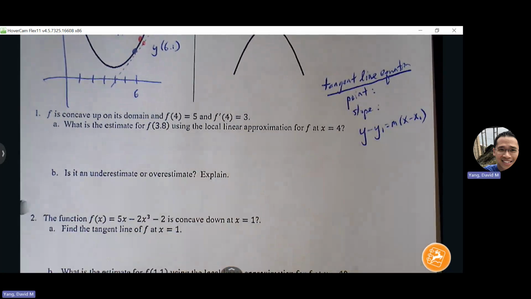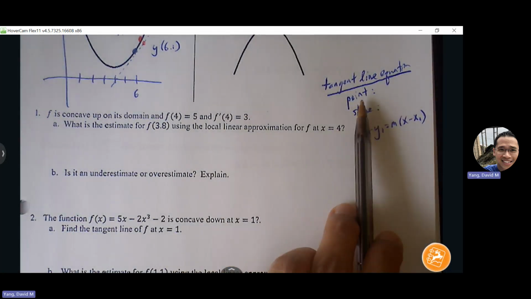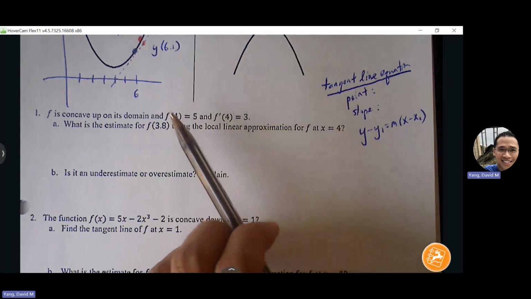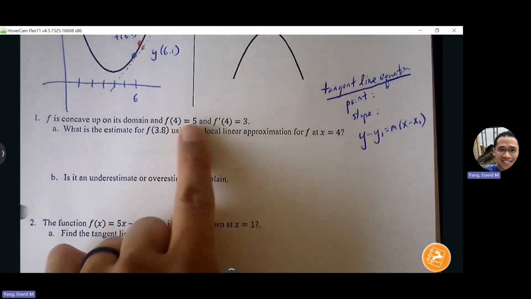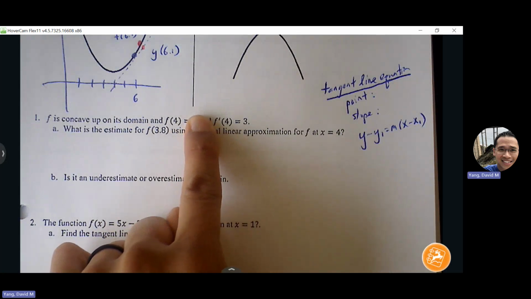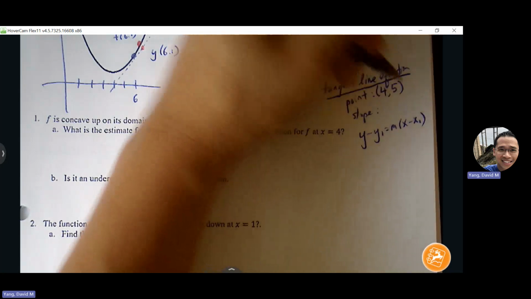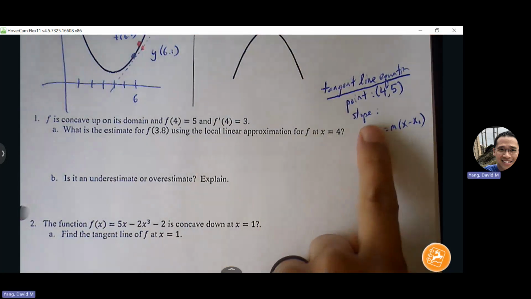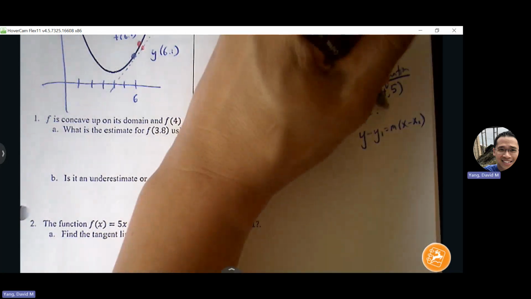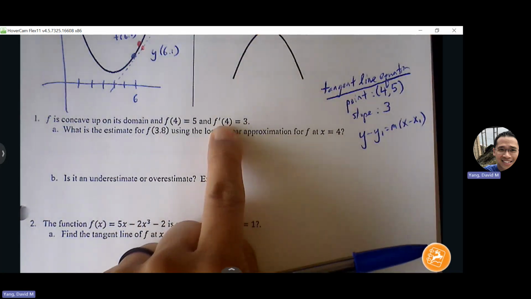So let's just gather that information. What's my point? What point do they give us? 4, 5. Now, if they don't give you the actual y value, then they will have to give you a function and you'll plug in 4 to get the y value. But this one, it's nice, it gives you that ordered pair directly. And what's the slope? 3. And if the slope was not given to you, then you would find f prime, plug 4 into the derivative, get the number, and that's your slope.